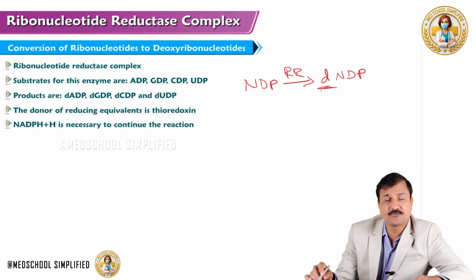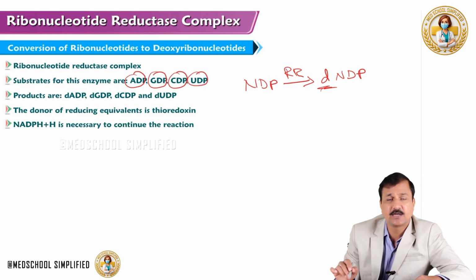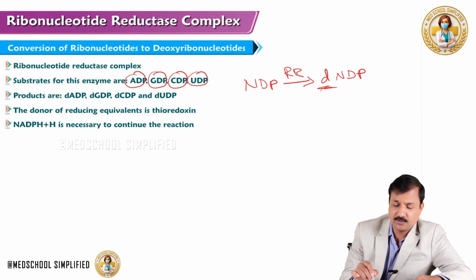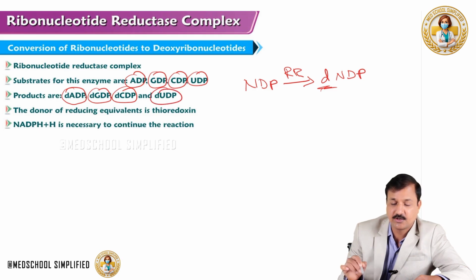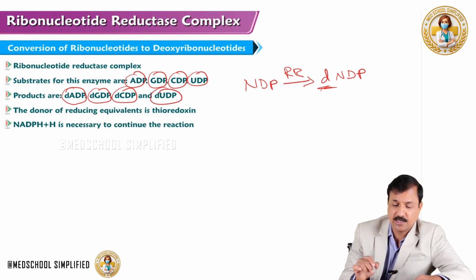What are the examples of nucleotide diphosphates? Nucleotide diphosphates are adenosine diphosphate, guanosine diphosphate, cytidine diphosphate, and uridine diphosphate. These will be converted into their corresponding deoxy forms: deoxyadenosine diphosphate, deoxyguanosine diphosphate, deoxycytidine diphosphate, and deoxyuridine diphosphate. So these are the products of the reaction. That's what I have written here.